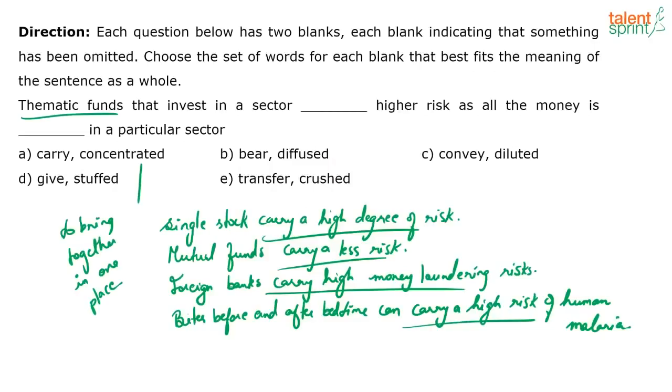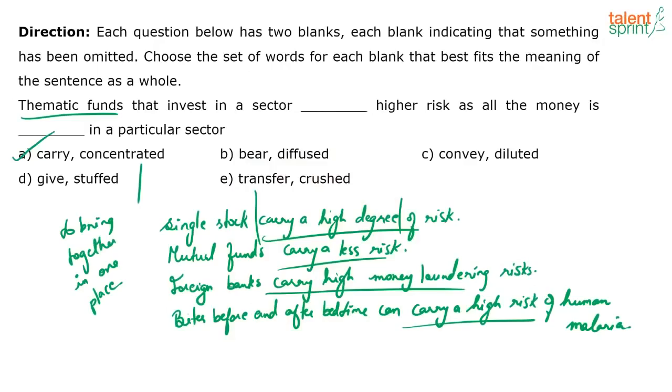Okay? Answer is A. Thematic funds that invest in a sector carry high risk. Carry high risk, that's our collocation. That's the phrase. This is a typical verb plus noun collocation. Make your bed. You make a bed. You make a decision. You make a mistake. Different types of collocations. If you've not gone through that video, go through that video.